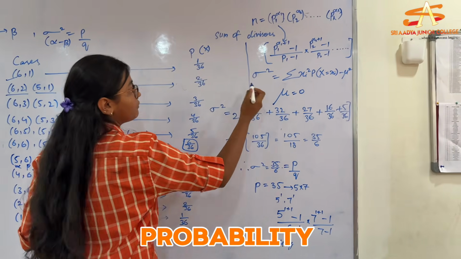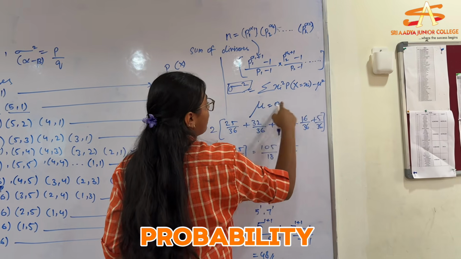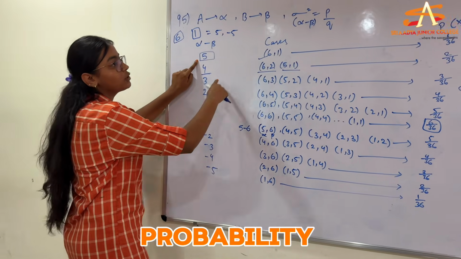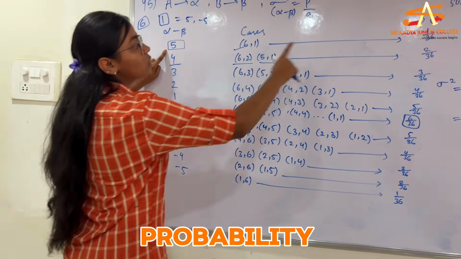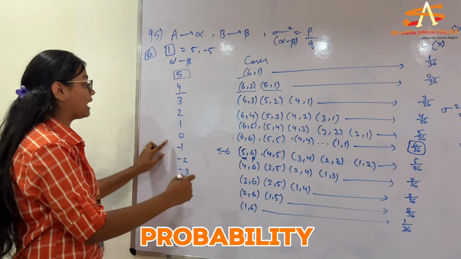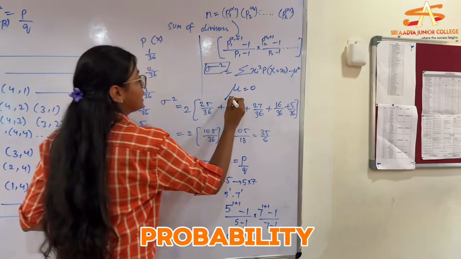So for the variance we need the mean value. For the mean we'll get the value as 0, because the mean formula is the sum of x into p of x equals xi. So 5 into 1 by 36 and here we'll have minus 5 into 1 by 36. Each and every case will get cancelled and 0 into 6 by 36 is already 0. Therefore we'll get the mean value as 0.